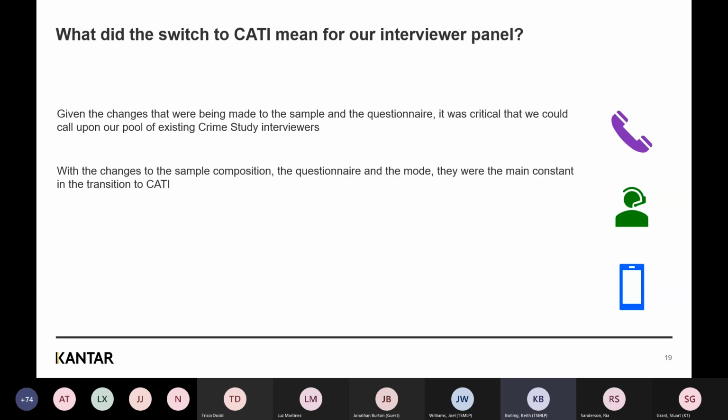And ultimately, we'd spoken about them being the face of the survey in the past, and for this, they were very much going to be the voice of the survey. Their ability to hit the targets that we were setting for ourselves was critical, so they could come on that journey with us.